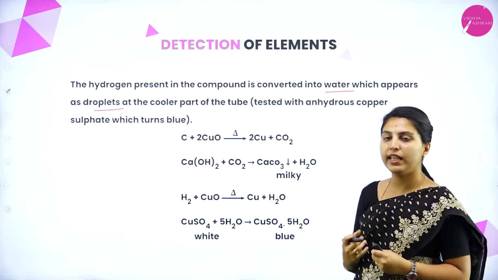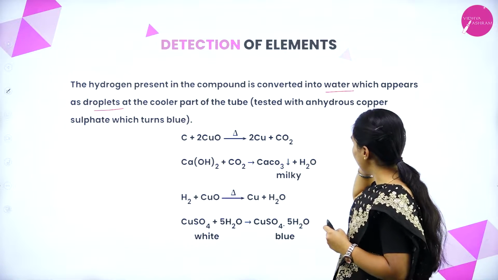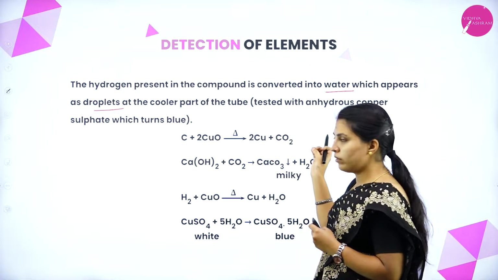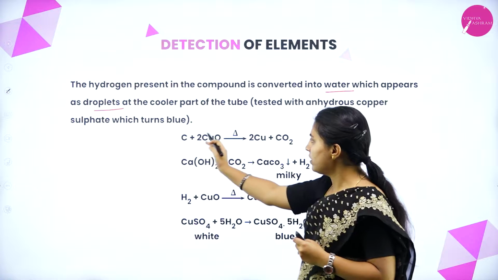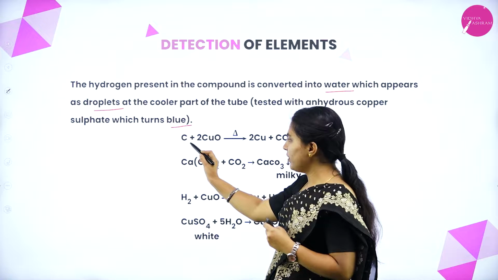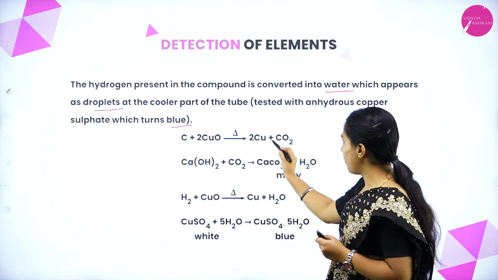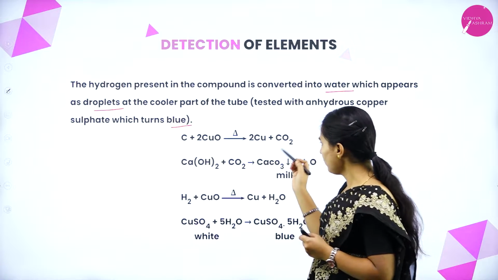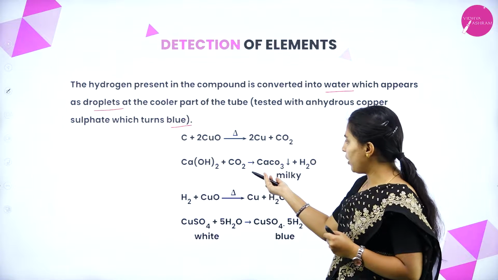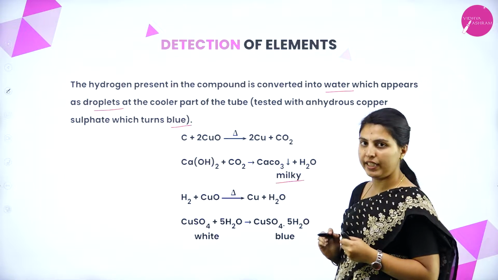If you want to see the confirmatory part, take another test tube having anhydrous copper sulfate. If you put the droplets into that test tube, it turns blue. Understand? See here, carbon in the organic compound treated with cupric oxide gives copper and carbon dioxide, getting oxidized. And here calcium hydroxide with that carbon dioxide will form calcium carbonate, which is milky in nature.